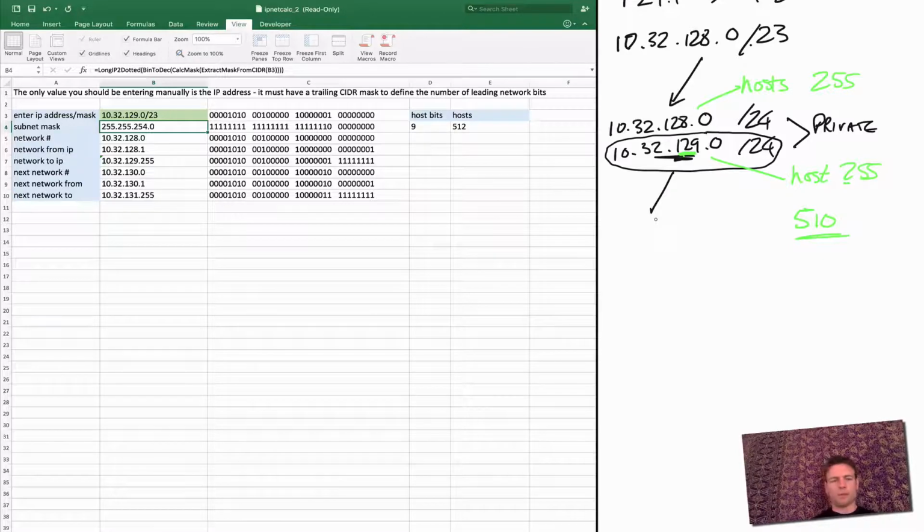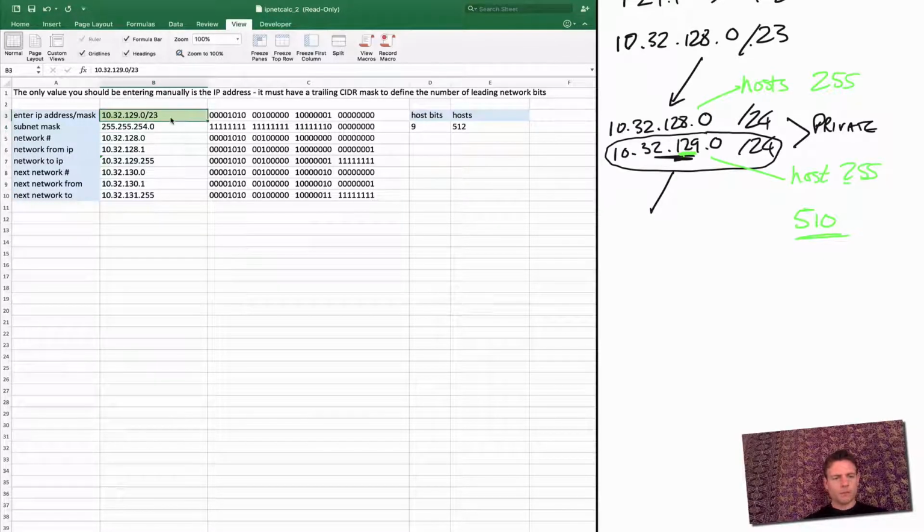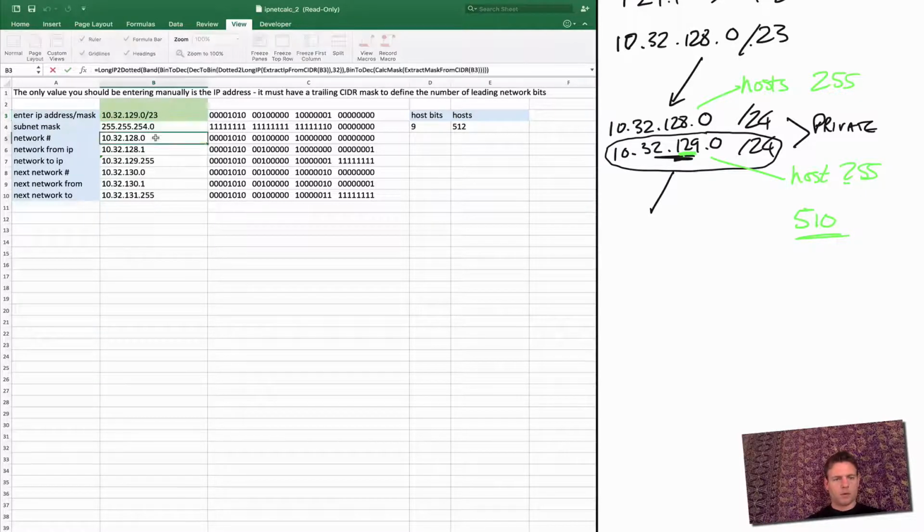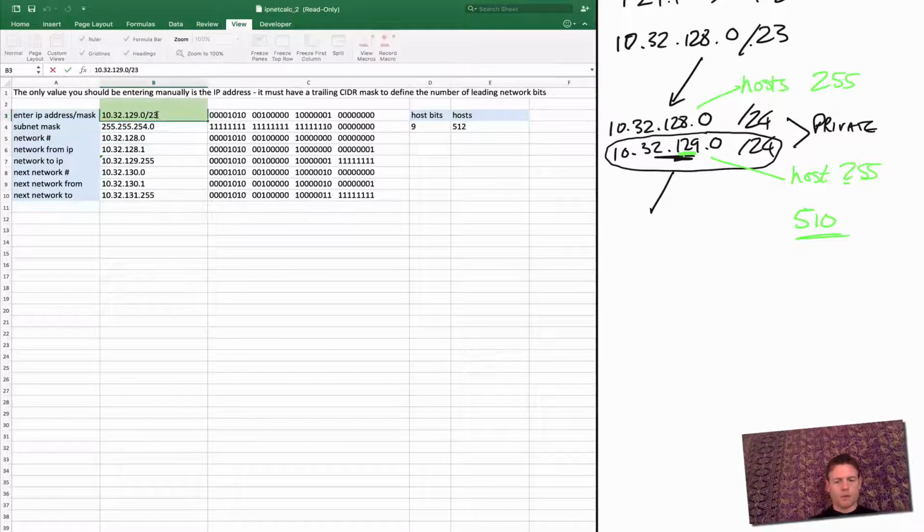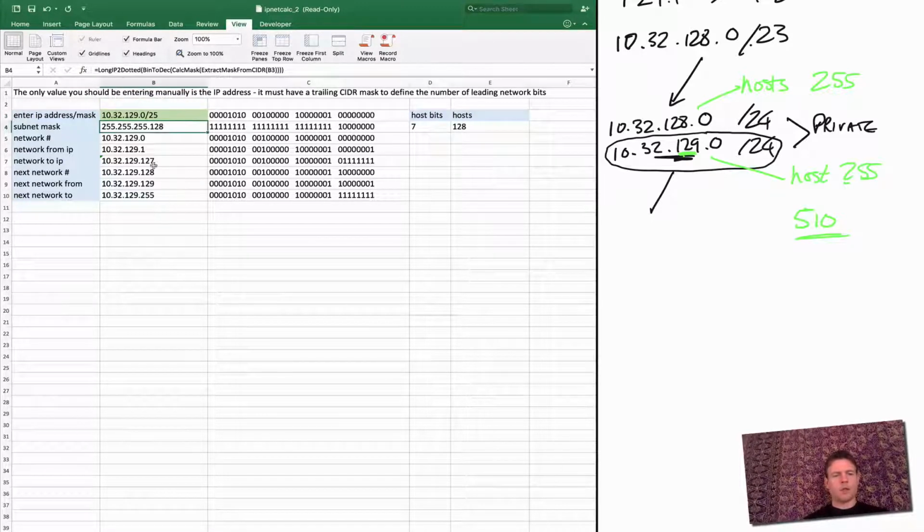So split that into two. So now this is what our new 10.32.129 subnets look like. So we have one, which is basically being split into 10.32.129.0, and then the next network number is 10.32.